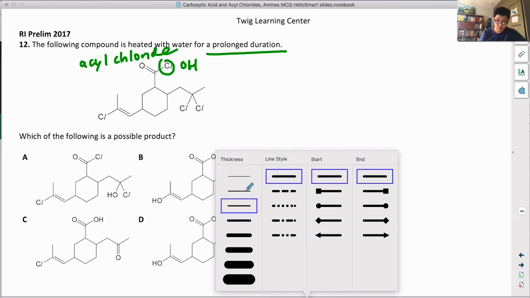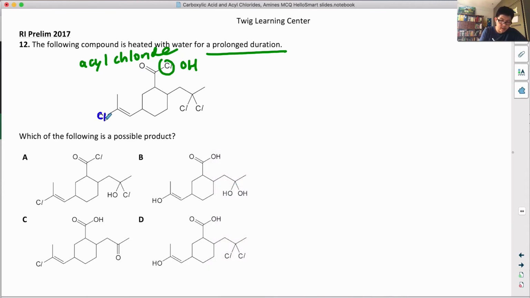So how about this one? You notice this Cl is attached to a carbon with a double bond, so this one has partial double bond character. This one, no reaction. I'm going to put no reaction. How about this 2Cl?